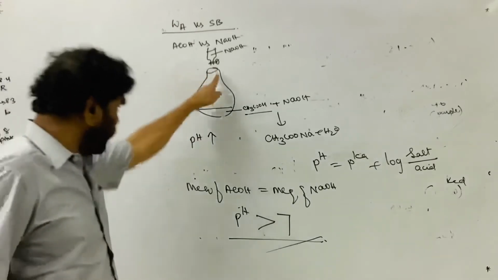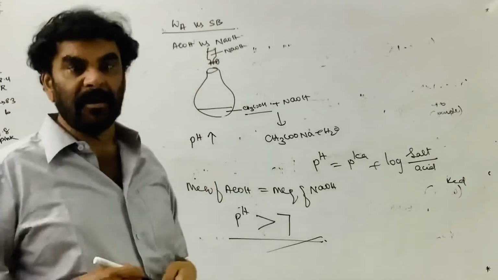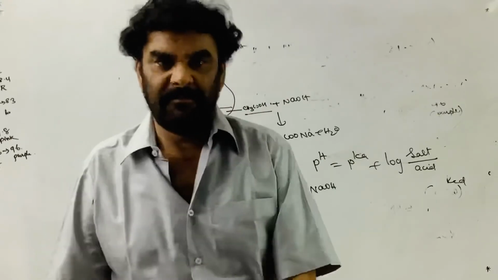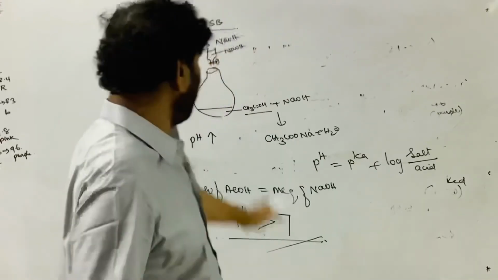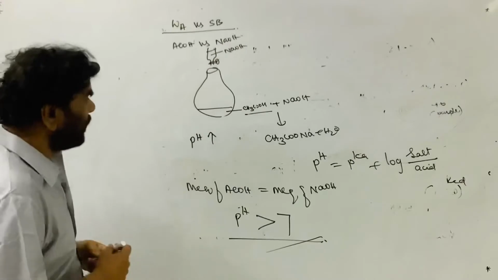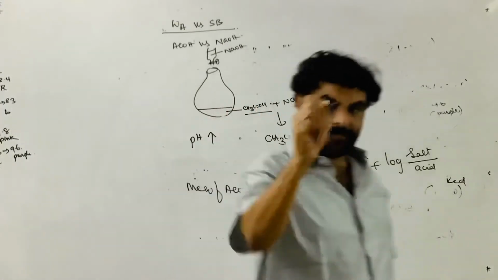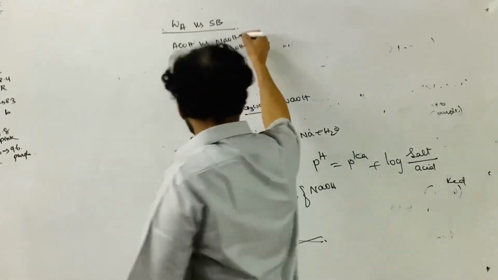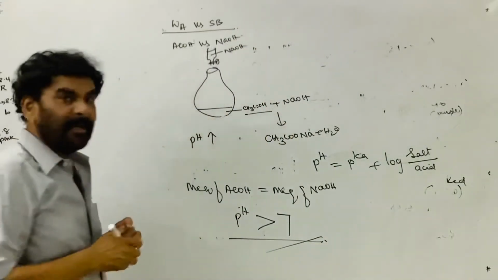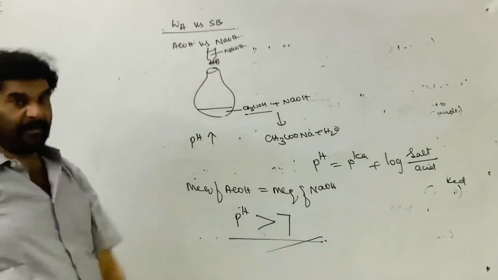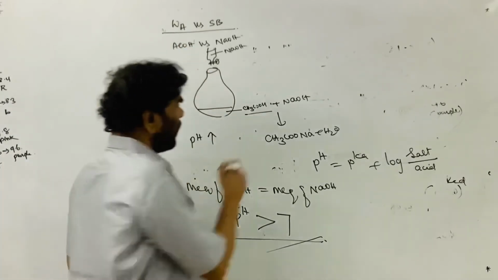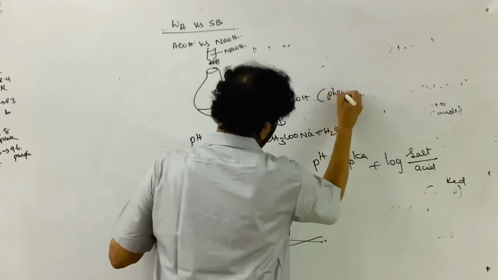So at the end point, the equivalence point, what is the pH? The pH is greater than 7. So if the pH is greater than 7, then what is the right indicator? Phenolphthalein is the right indicator. For this titration, acetic acid versus sodium hydroxide, the right indicator is phenolphthalein. Why phenolphthalein?